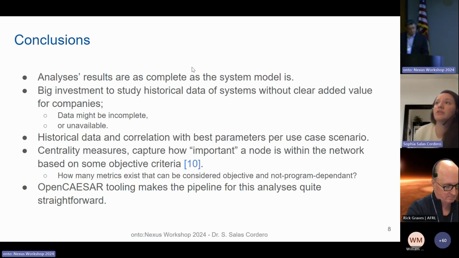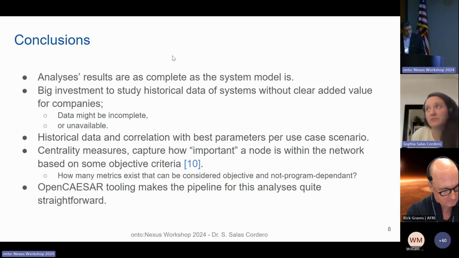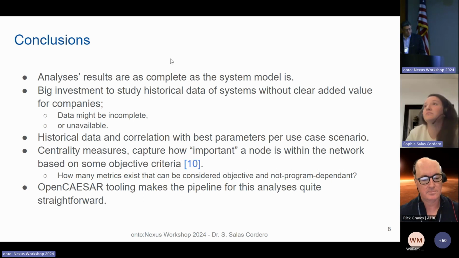So for the conclusions of this short presentation, we have, well, a big caveat, which is that the analysis results are only as complete as the system model is, which brings us to the question: to have system models, it's normally a big investment. If somebody wants to try to model the whole system, as Dave said, you should try to model what you want an answer to.